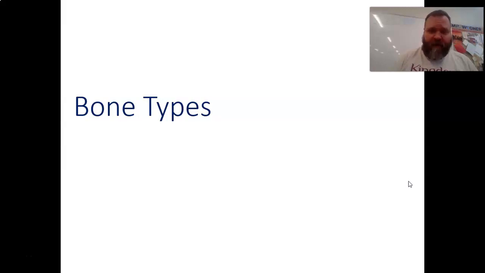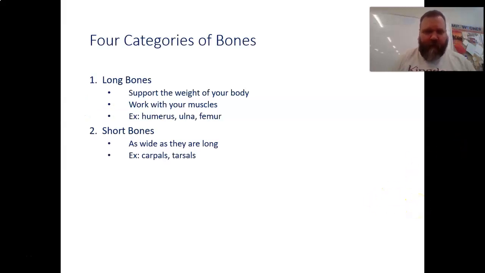Bone types, let's talk about those, different types of bones. There are four categories of bones. There are long bones. They support the weight of your body. They work with your muscles. An example would be the humerus, the ulna, the femur.